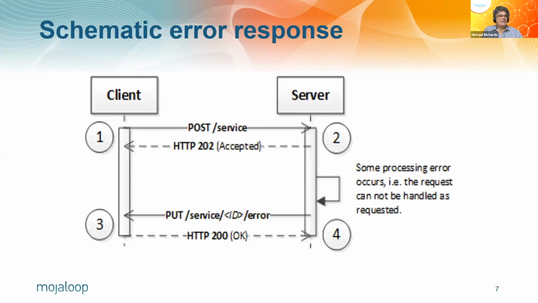Here's a brief schematic of what it looks like. The client sends a request. The server sends back a 202, which says, I've got the request, it was well formed, I'll get back to you. If a processing error occurs, the server will then send back a response that says, here is the answer and it's an error. And the client will then respond with a 200 because nothing else is required, saying, yep, I got the message and I understand it.